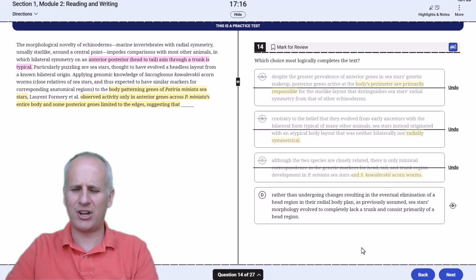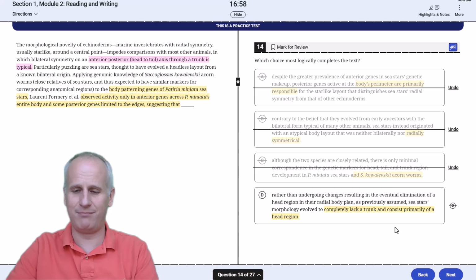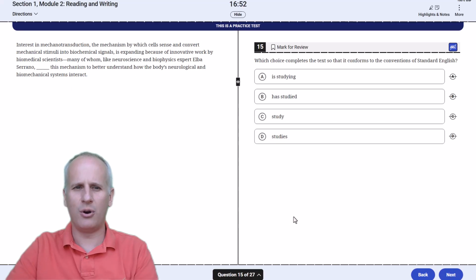Rather than undergoing changes resulting in the eventual elimination of a head region in their radial body plan, as previously assumed, sea stars' morphology evolved to completely lack a trunk and consist primarily of a head region. Well, that's it, because the head is where they've got the edges. The edges are the head, and again, rather dense content, but D is the correct answer, and if you focus on those details carefully, you hopefully can reach it.